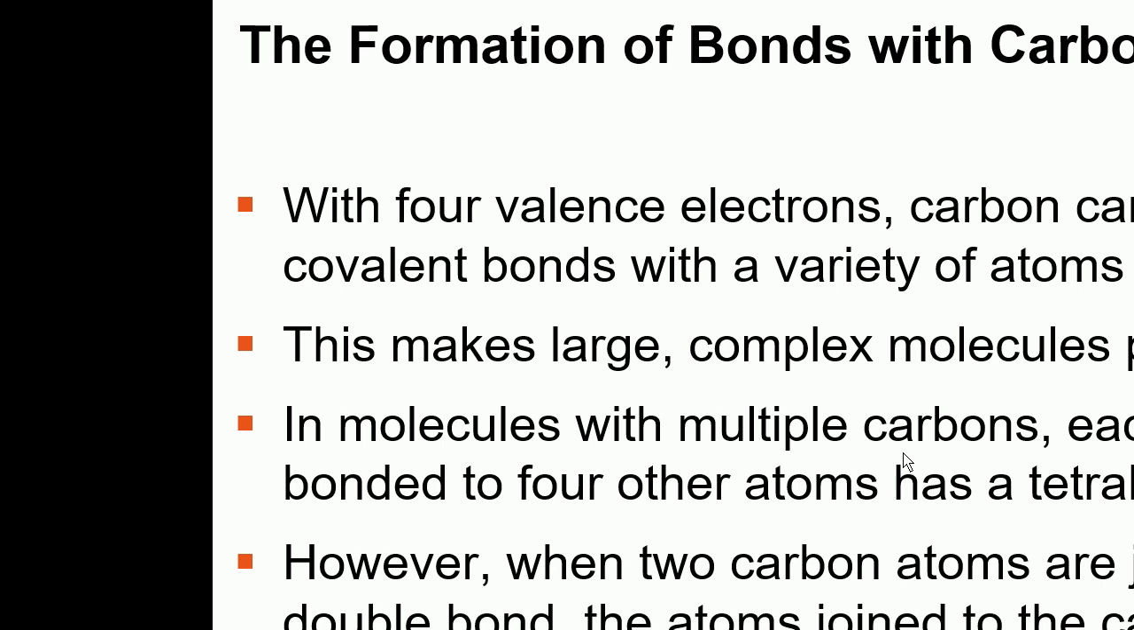When carbon forms a single covalent bond, it means they are sharing one pair of electrons. When two carbons share two pairs of electrons with each other, they form a double bond. And when two carbon atoms share three pairs of electrons with each other, they form a triple bond.